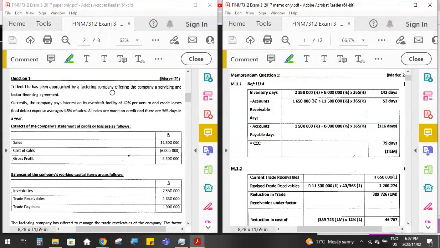So that's important for your revision because you do need to know the background of factoring and how it works and what with recourse and without recourse means, so that you can actually meaningfully complete these questions. Otherwise, you won't know what they're talking about in the question. Okay, so here we've got a company, Trident. They have been approached by a factoring company offering the company a servicing and factor financing agreement.